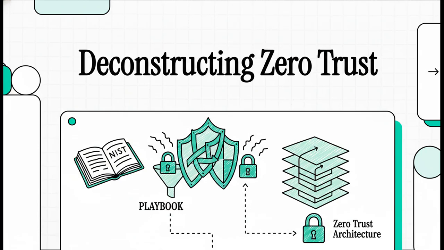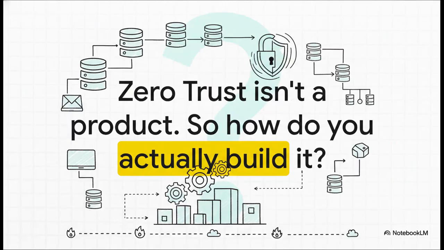Today, we're getting super practical. We're going to crack open the NIST playbook and break down the different ways you can actually build a zero trust architecture. All right, let's just get right to it. It's the big question every cybersecurity student runs into. Zero trust is a philosophy, right? A set of principles. But how do you turn that philosophy into a real system that actually works?